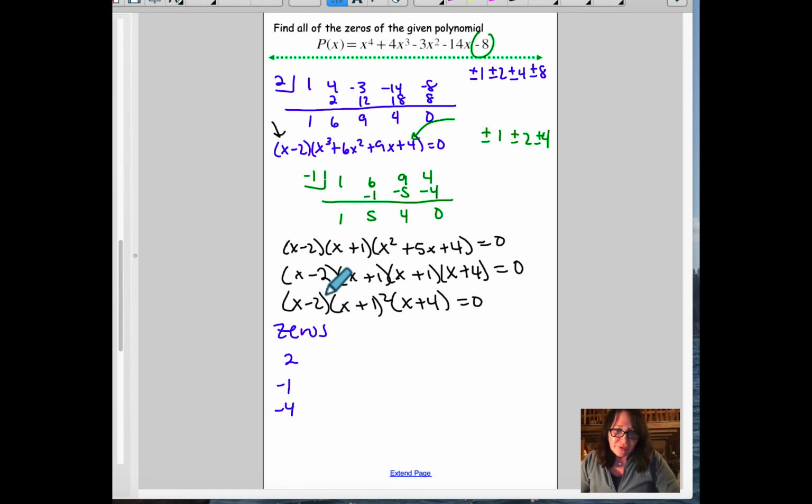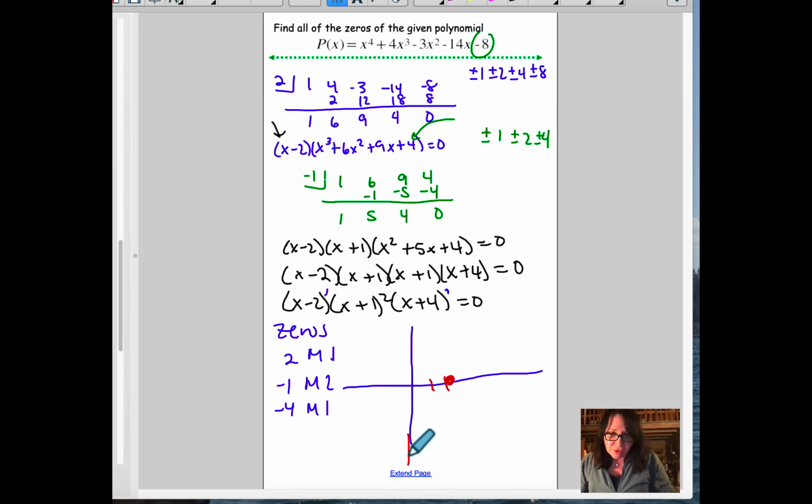So for 2, this is 2 to the 1 power, so I have a multiplicity of 1. I have negative 1 twice, so that has a multiplicity of 2. And negative 4, I just have 1 time because that's to the 1 power, so I have a multiplicity of 1. And so if I were graphing this, this is what it would look like. At 2, I have a 0. My y-intercept is negative 8, so don't lose that because that helps guide everything. So that's a 2. I have a 0 at negative 1, and at negative 4, I also have a 0.